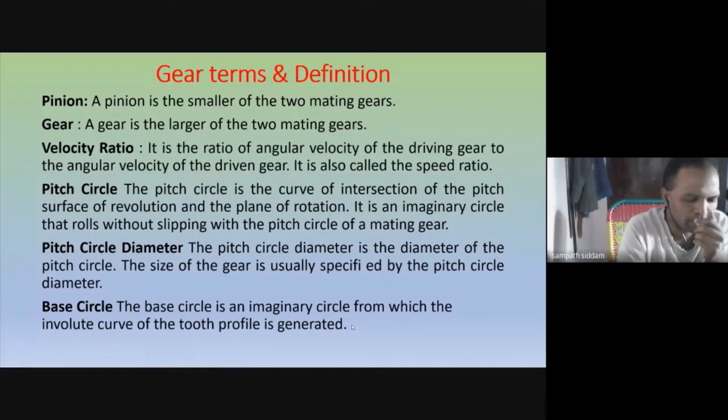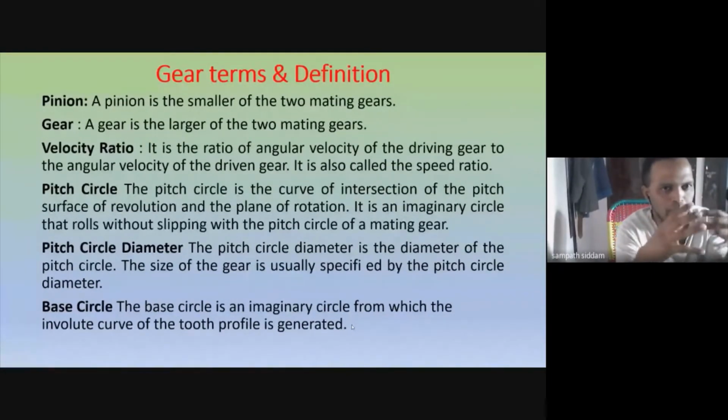Out of that, first is pinion. A pinion is a small rotating gear which is used to transmit power by having constant mesh with the other gear. Next, a gear is a bigger one. The larger one we generally call a gear, and the smaller one is the pinion. Both come into contact to transmit power.